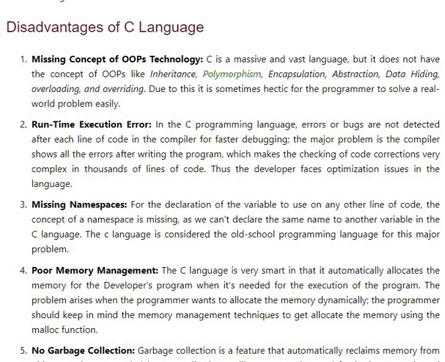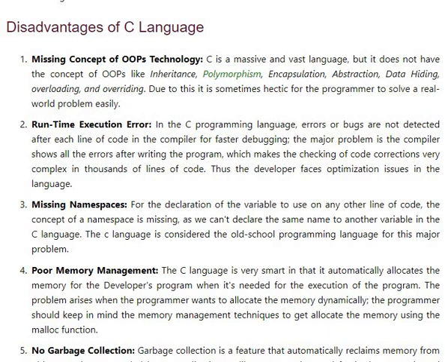data abstraction, encapsulation, inheritance, polymorphism, data hiding, overloading, overriding, constructors, destructors, exception handling. So many other features are available in OOPS which are not there in C, as C is only POP, procedure-oriented programming language.